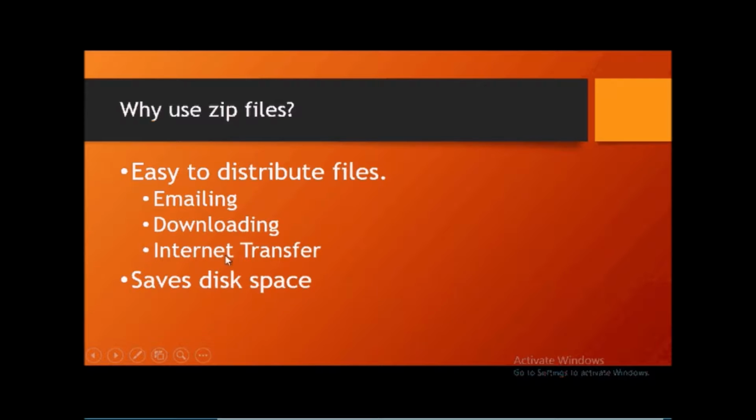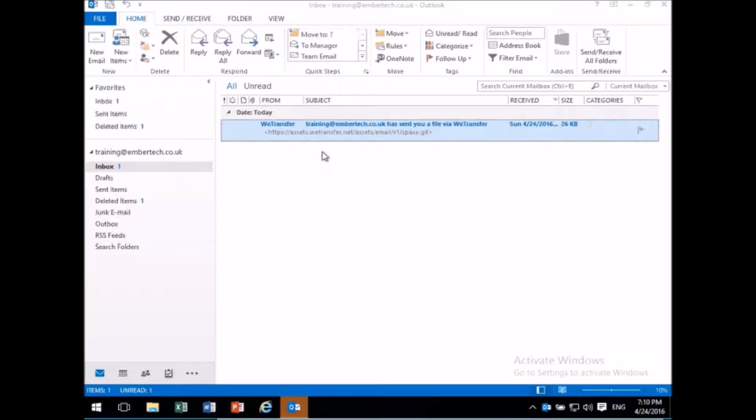So why do we use zip files? Zip files are easier to distribute across email and when downloading or using an internet transfer. So rather than sending multiple files, you just send one file. And the person at the recipient end will unzip the file and extract the documents for their own use. It also saves disk space because zip files are compressed.